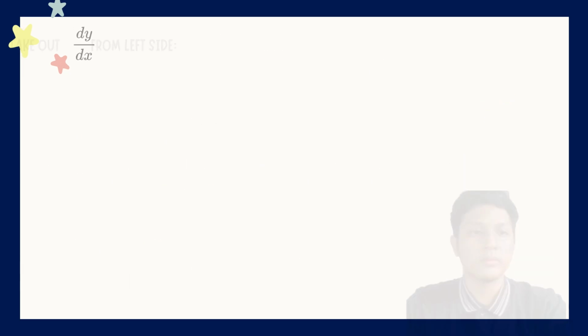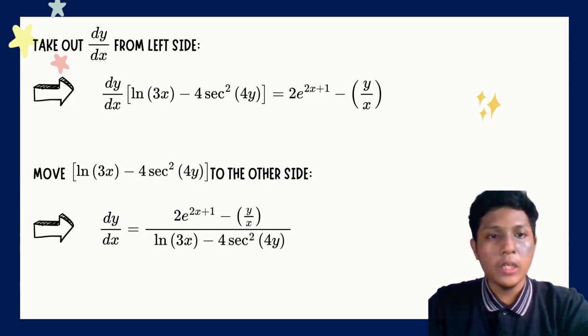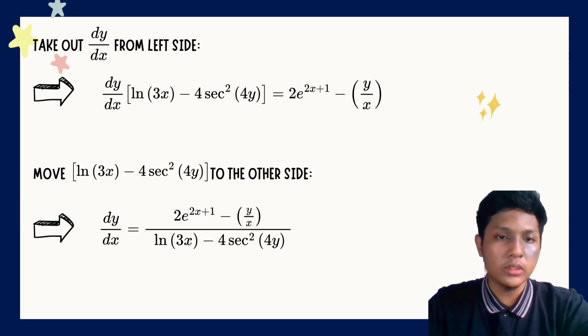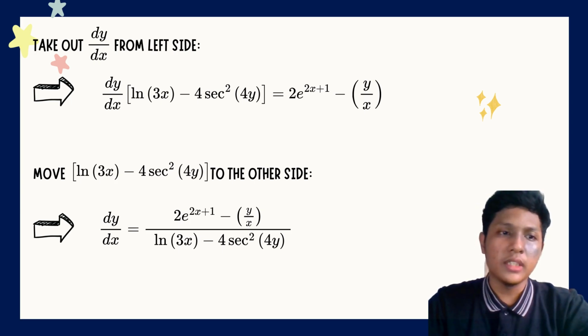Okay, next slide. Now for step 3, you have to take out dy/dx from the left side. From that, the left side becomes dy/dx times the number in brackets, as you can see from the slide. Lastly, the final step is to move the numbers in the brackets to the other side, which becomes division. So the answer of the question is dy/dx equals e to the power of 2x plus 1 minus y over x, divided by ln 3x minus 4x squared 4y.